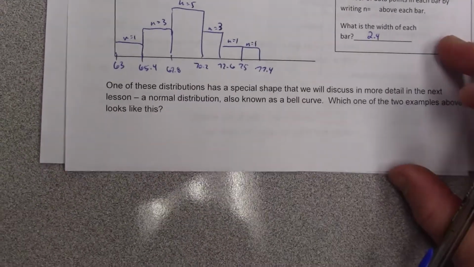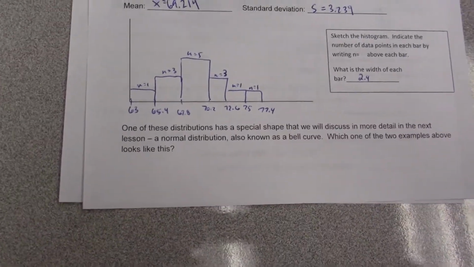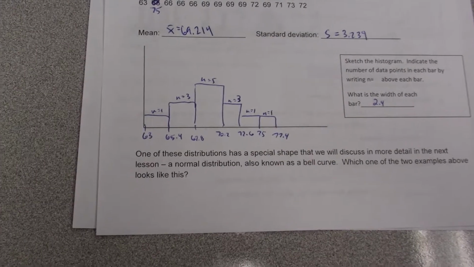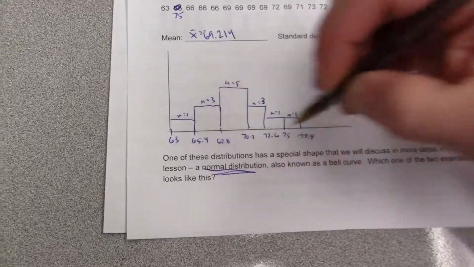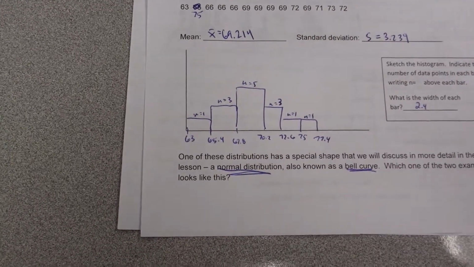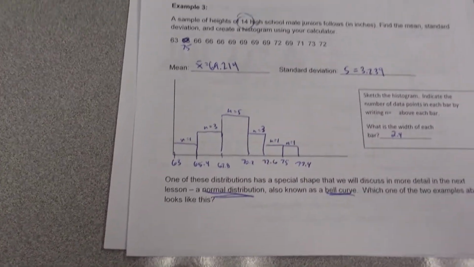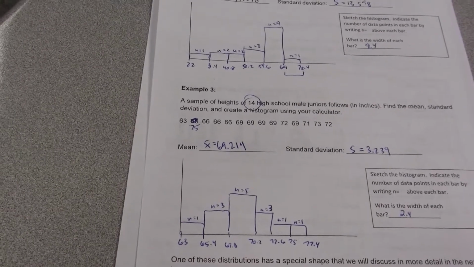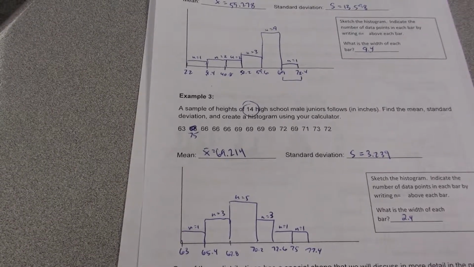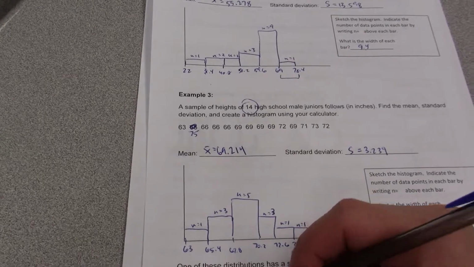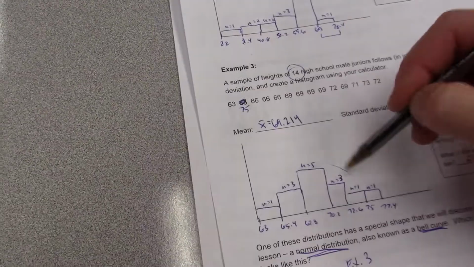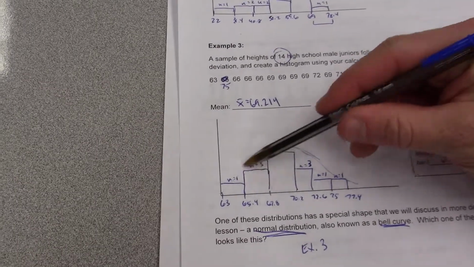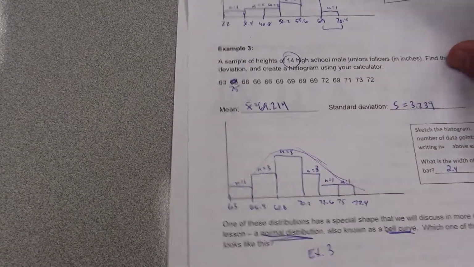One of these distributions, between 3 and 4, has a special shape that we'll discuss more in the next section, and it is called a normal distribution, and sometimes it's called a bell curve. So which of these two examples looks more like a bell-shaped curve? Hopefully, you think that example 3 looks that way, and so you can kind of see the bell shape to the curve right here. And we're going to talk a lot more about that in the next section on the notes.